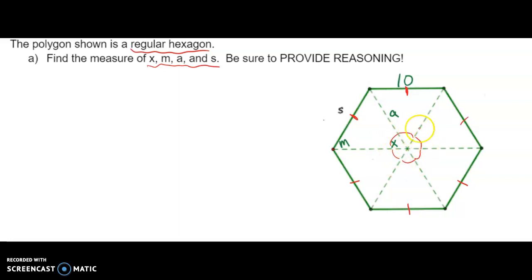All of these combine to give you 360. There are 6 of them. Therefore, 6 x's equal 360, and x is a 60-degree angle. So there's a 60. And because this is a regular hexagon, all of these angles are actually going to be the same as well.